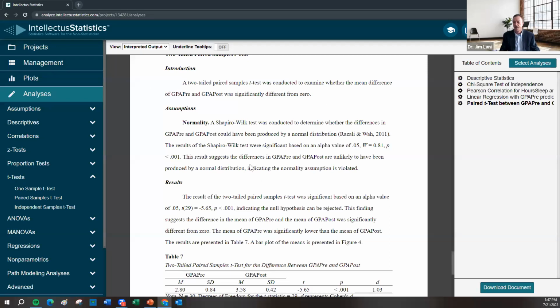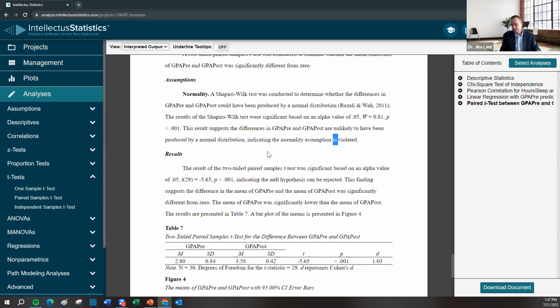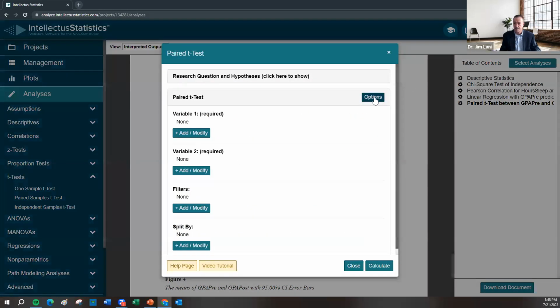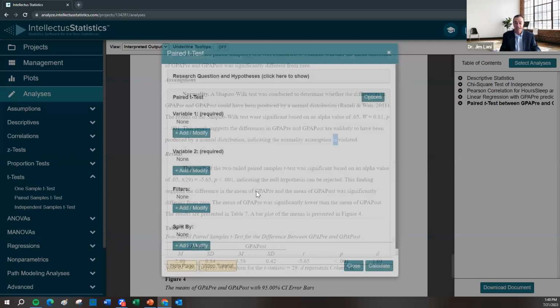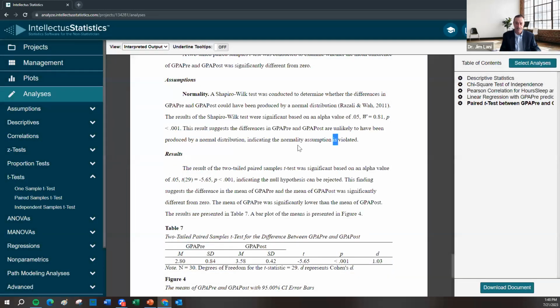Here's an introduction. Here is the normality assumption using the Shapiro-Wilk again. Here that was significant, which indicates that that assumption is violated. And we can talk a little bit about that. Without getting into the weeds that much, when that assumption is violated, I can enable an automatic non-parametric test. In other words, it would run another test that would accommodate that violation, or use a test that does not have that assumption.